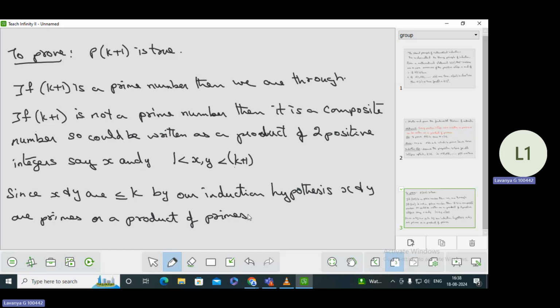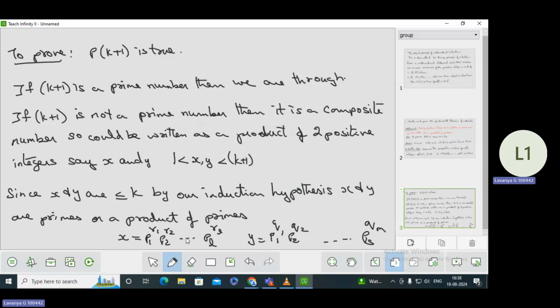That means either they are prime or a product of primes. So now let us start. How can we replace this value? X could be rewritten as p1 power r1, p2 power r2, etc., up to pl power rl. Similarly, y could be written as p1 power q1, p2 power q2, etc., up to ps power qm. These are all integers with the prime numbers raised.